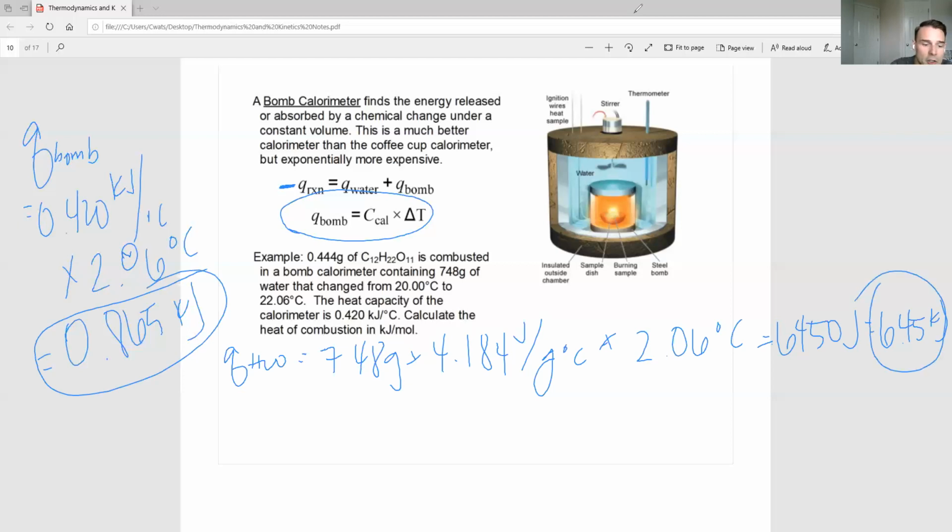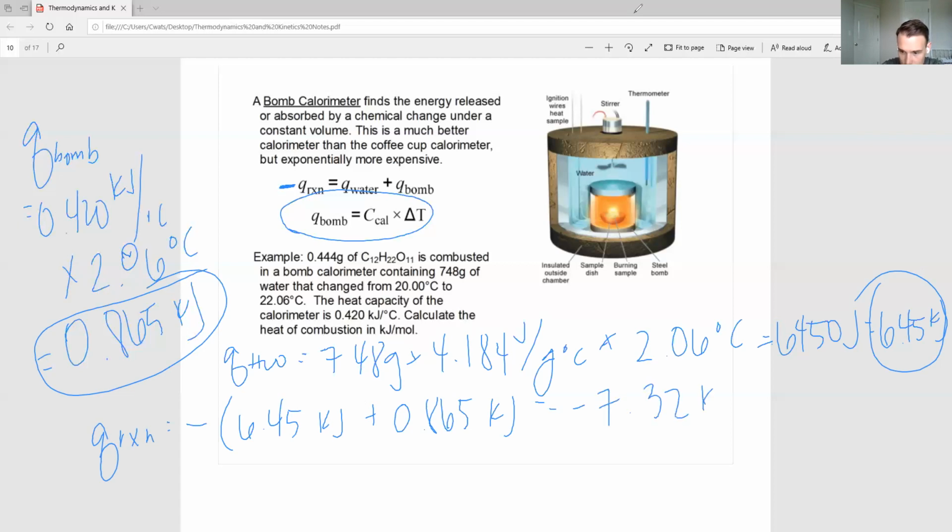So I've got this, I've got this. To find the Q of the reaction, it's going to be a negative of the 6.45 kilojoules plus the 0.865 kilojoules, which gives me negative 7.32 kilojoules. But, and I apparently left this out when I was actually doing these problems, it wants to know the heat of combustion in kilojoules per mole. So I have to take this answer and divide by the number of moles.